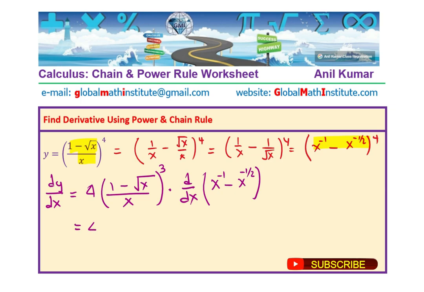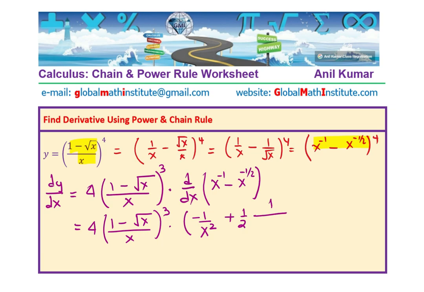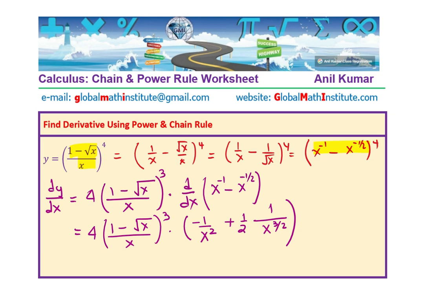So that gives us 4 times 1 minus square root of x over x whole cube. Derivative of this will be x to the power of minus 1 derivative is minus 1 over x squared as we did last time, and this will be plus half comes, right? And x to the power of 3 by 2. I could write like this also. Does it make sense to you? So that is how we can find the derivative. Both are the same results, okay?